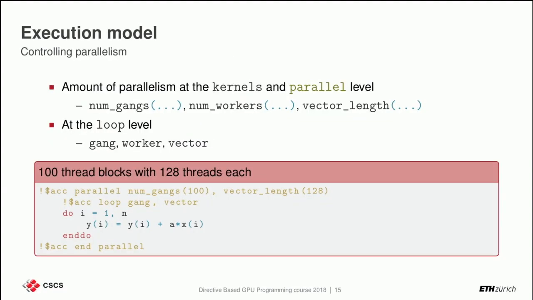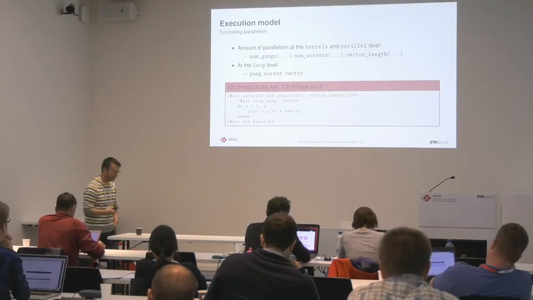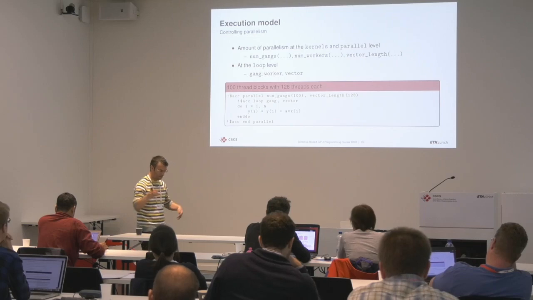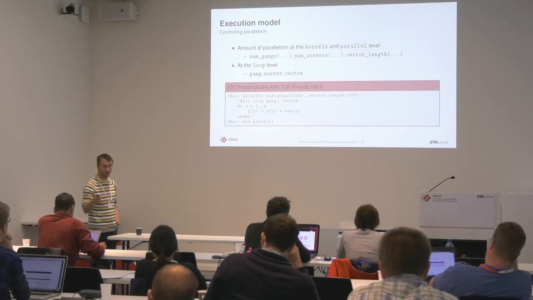So how can you control parallelism? You can, of course, specify using these clauses, num_gangs, how many blocks you want to create, and then the compiler will infer perhaps how many workers, etc., or how many workers you want, or how large is your block size, basically, the vector length.